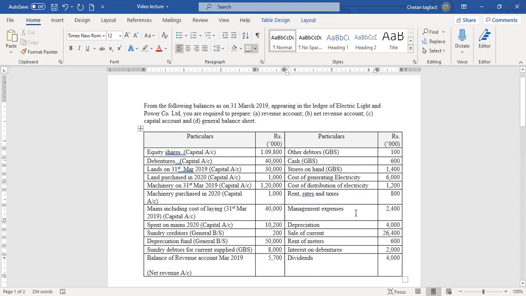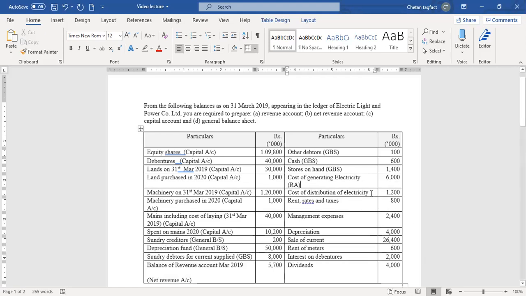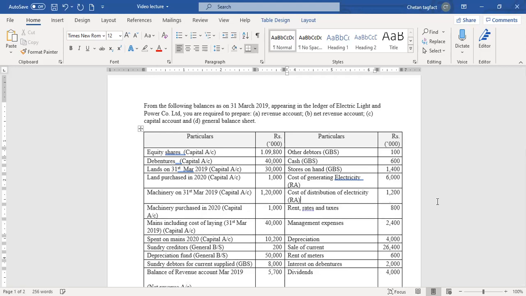Cost of generating electricity. Now this is an expenditure. So this is an expense. So all expenses and incomes are to be taken into the P&L account. Here we are preparing revenue account in lieu of P&L account. So this is an expense, so we take it onto the debit side of the revenue account, RA. I'm terming it as RA because there is not enough space to type fully. Okay, cost of distribution, this is also an expense, so this is taken onto the debit side of the revenue account.